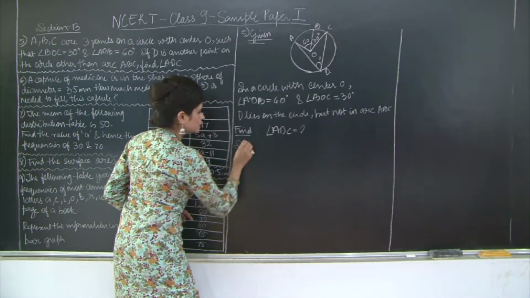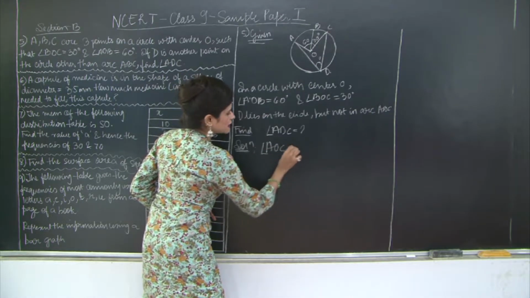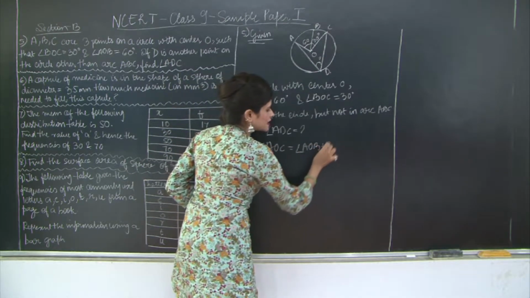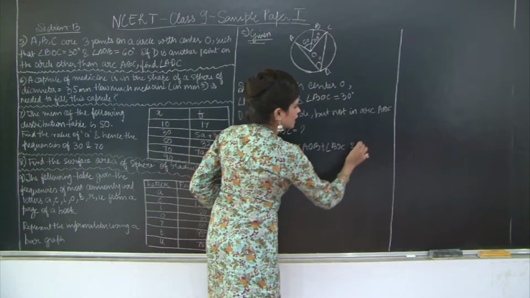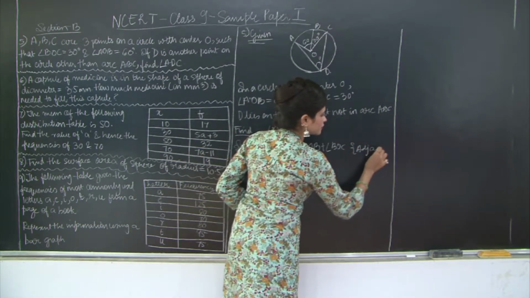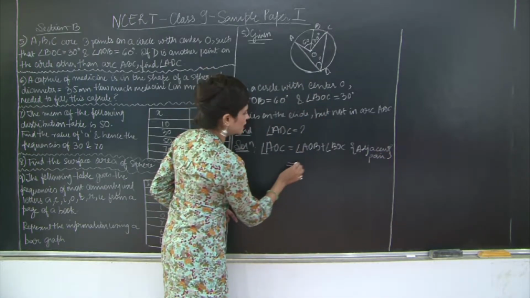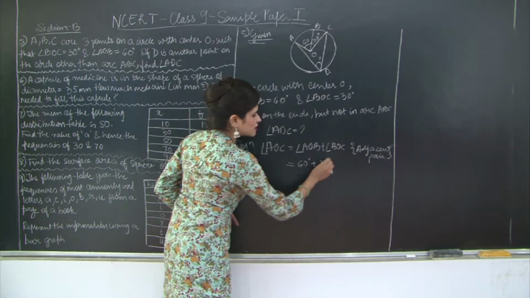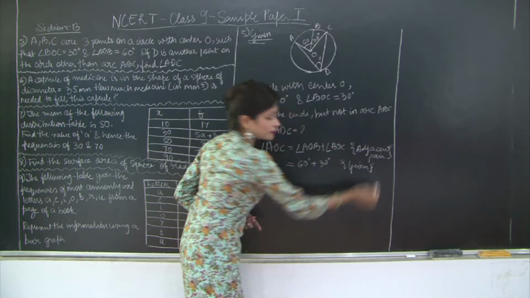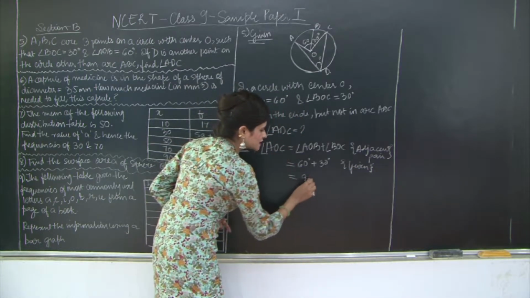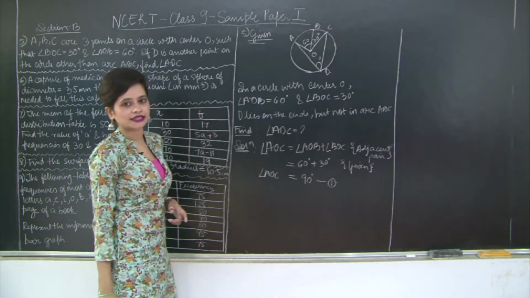So I'll say solution. Angle AOC is equal to angle AOB plus angle BOC, and I will say adjacent pair. Right? So angle AOB is 60 degrees plus BOC is equal to 30 degrees. Why? Because this is given. So 60 degrees plus 30 degrees is equal to 90 degrees. I will mark this as 1. That is angle AOC is equal to 90 degrees.